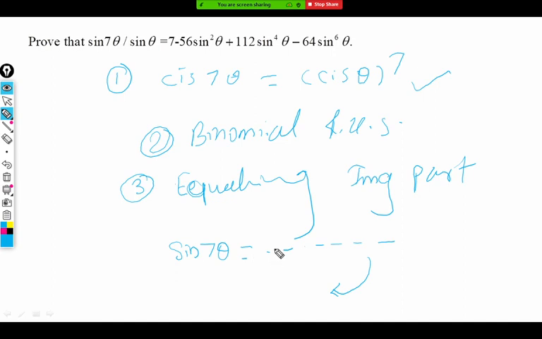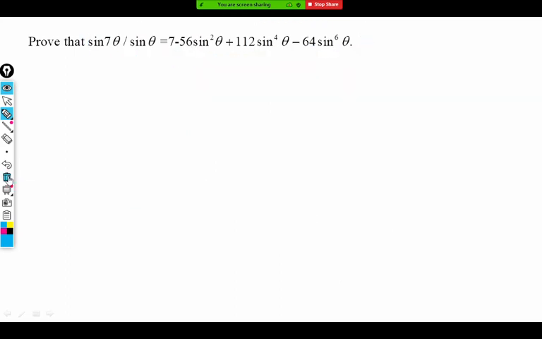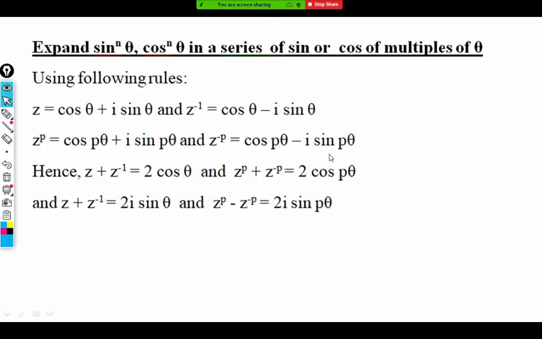And later on, you should check whether your answer is completely in sine. If not, convert every cosine into sine, and you will get the final answer. So those are the steps you should follow, just similar to this question. Okay, so I think that's the only one.